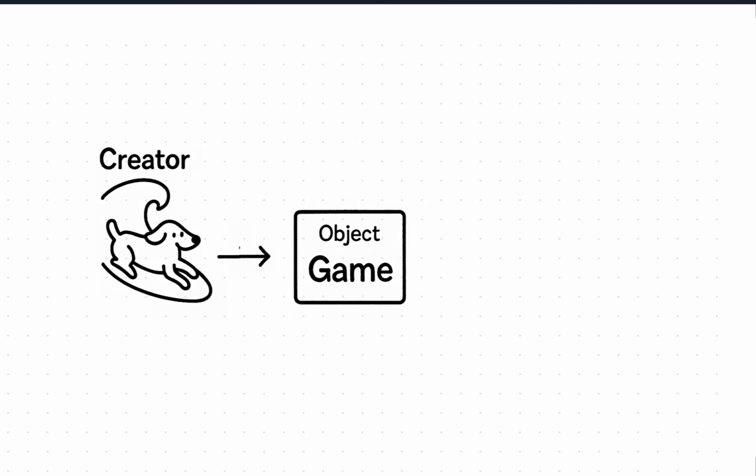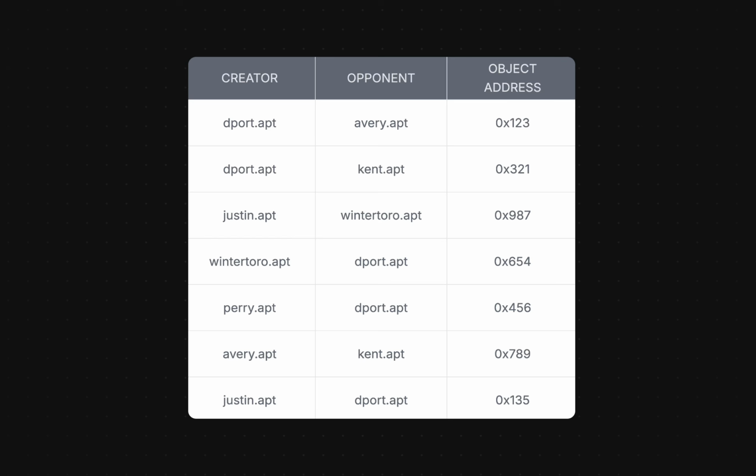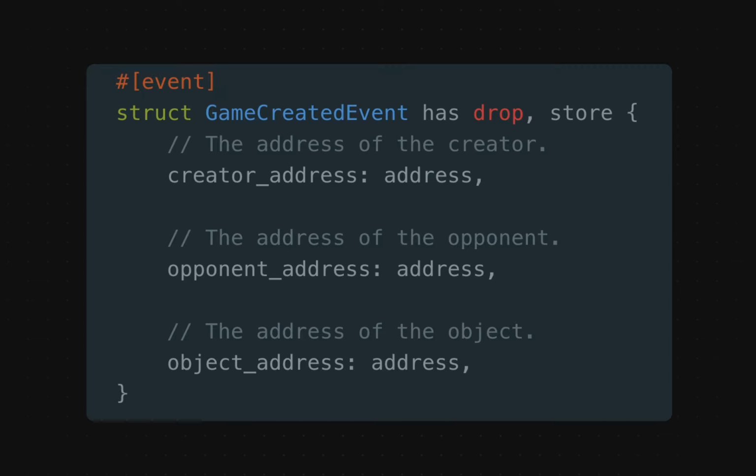Games are objects, and you can look up objects someone owns. But there's no link to the opponent. We need an API. Imagine a table with one row per game. I want to query all games where the opponent is dport.apt. When you make a game, the contract emits this event.